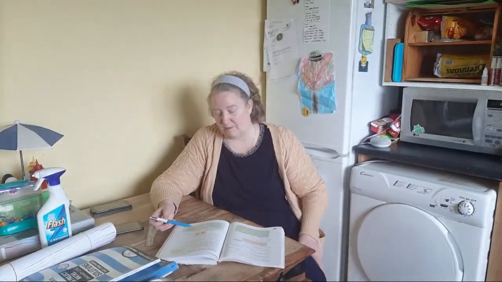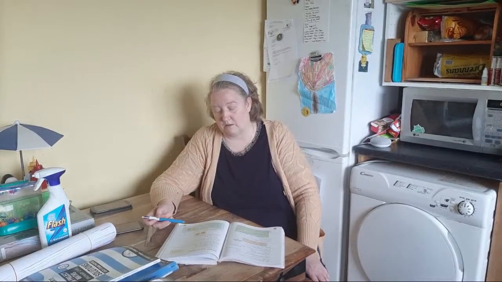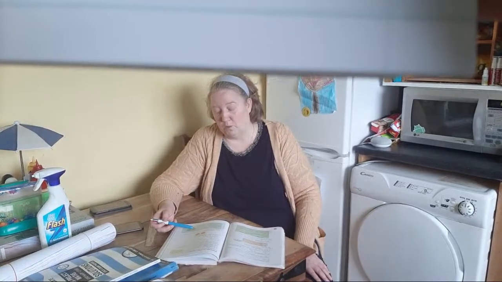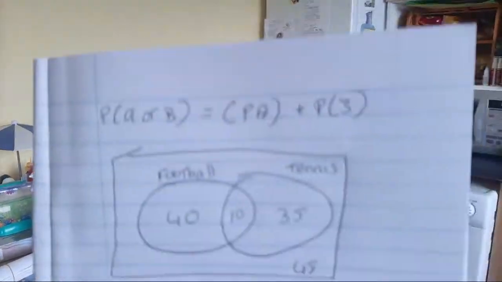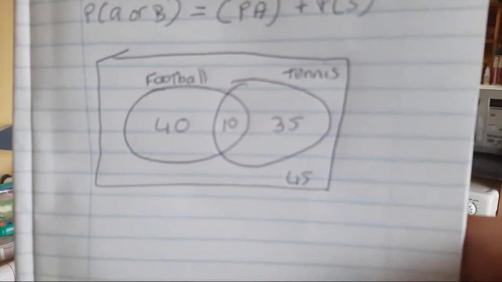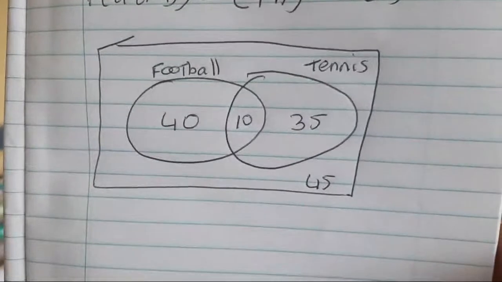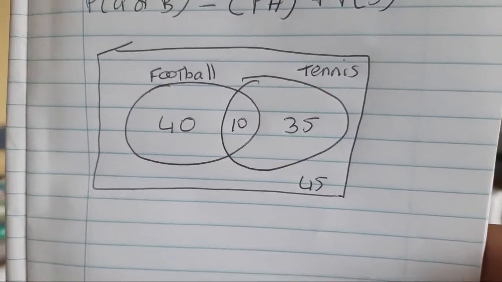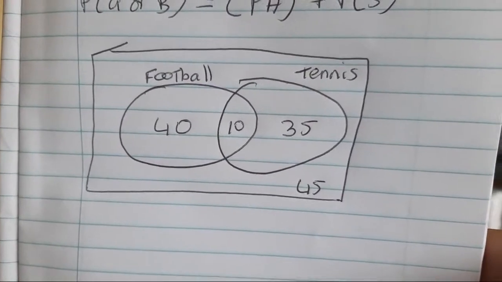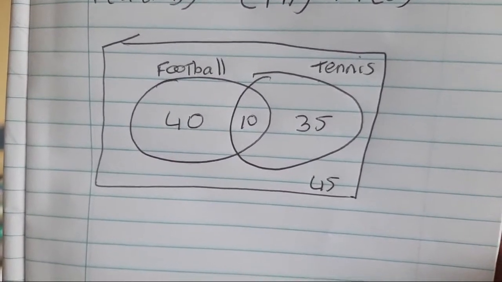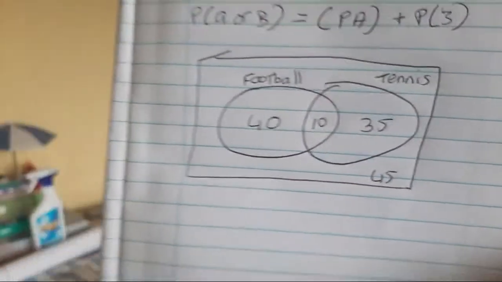Some people add the 40 plus the 10 in the middle, the 35 plus the 10 in the middle, and the 45. So what you want are all the people who play football, which is the 40 plus the 10, so that's 50. You then add in the tennis people, so there you're 35, so you're up to 85. And then you want your people who don't play any sports at all, that's your 45. So that brings you up to 130. Okay, so your total number is 130.